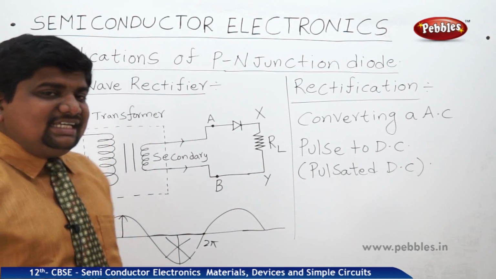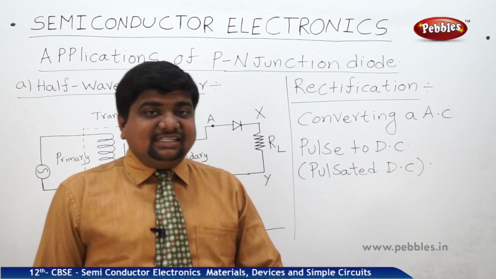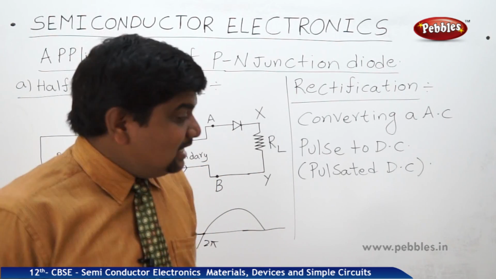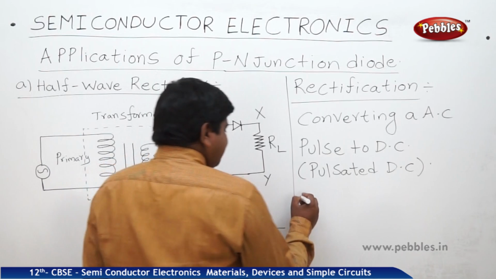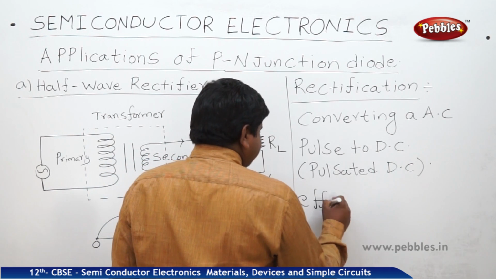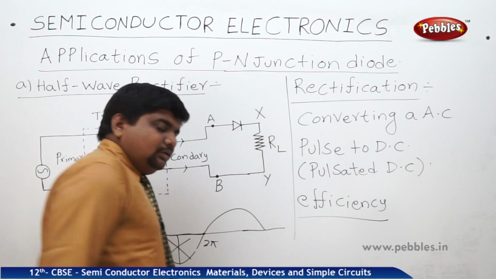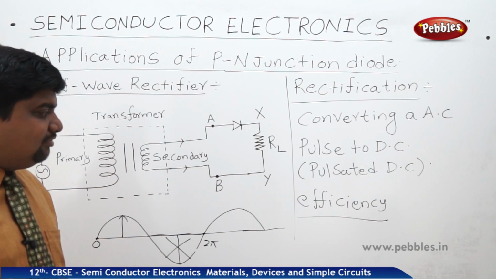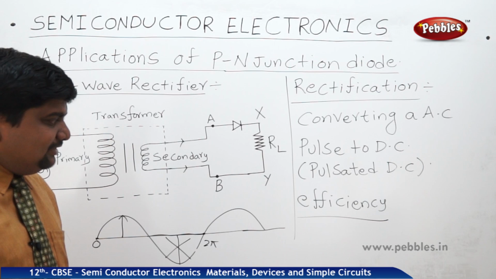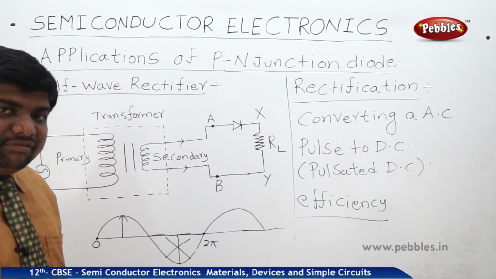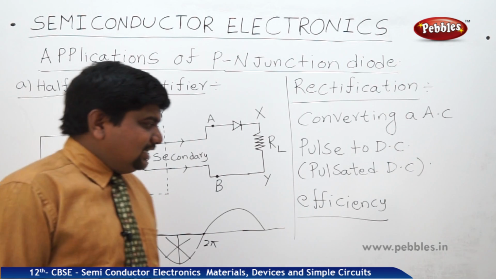So how much AC current is converting to DC? This point is very, very important. This is called the efficiency of the half wave rectifier. What is the efficiency of the half wave rectifier? Efficiency means the ability to convert the AC current to DC.